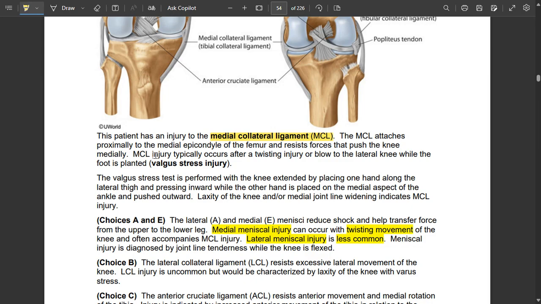MCL injury typically occurs in a twisting injury or a blow to the lateral knee while the foot is planted. So this is a valgus stress injury. When the foot is planted, a blow to the lateral side of the knee causes an MCL tear. The ligament runs from the medial epicondyle down to the tibia.